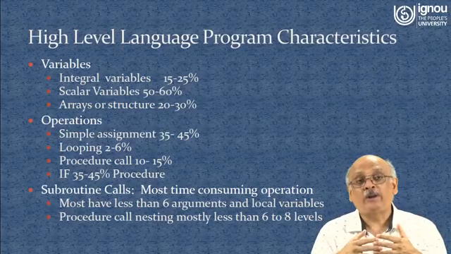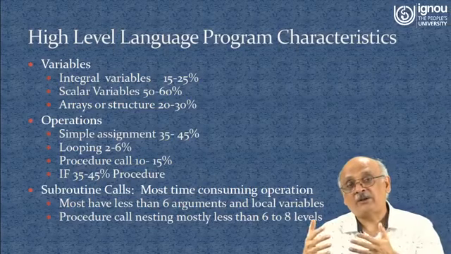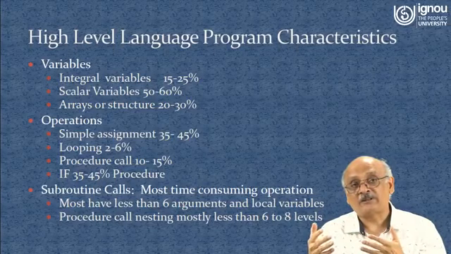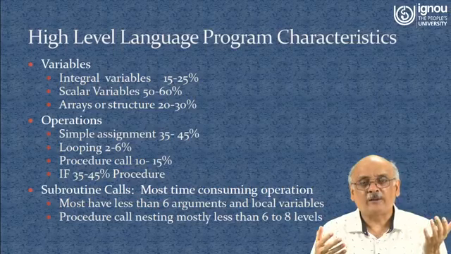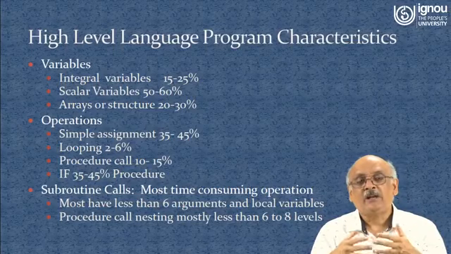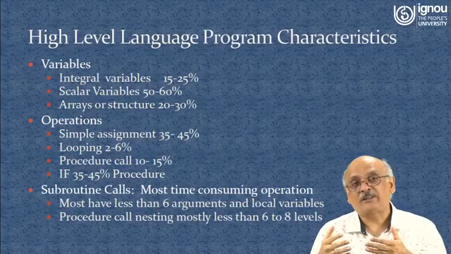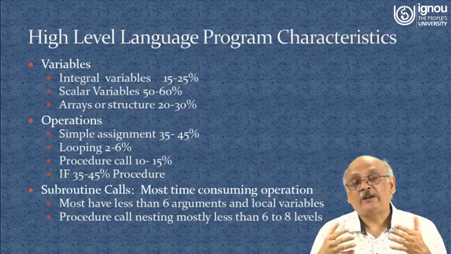The second clinching point is the operations, like simple assignment. Simple assignment was occurring in 35 to 40% of operations, requiring some multiplication, addition, those kinds of things. Then looping constructs were just 2 to 6%, not very high. Procedure calls were 10 to 15%.